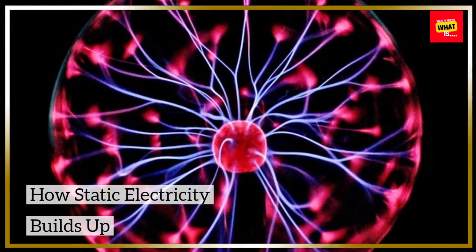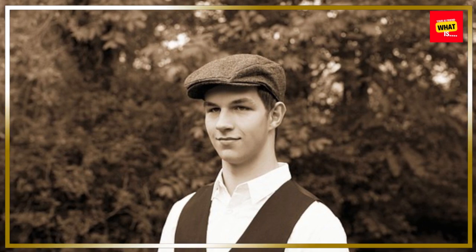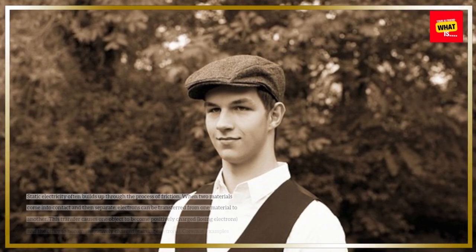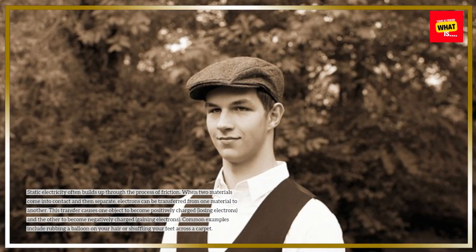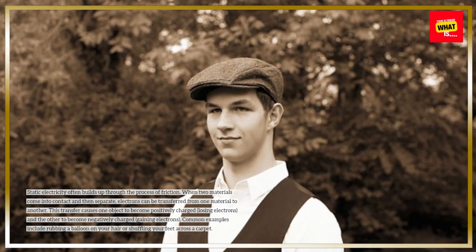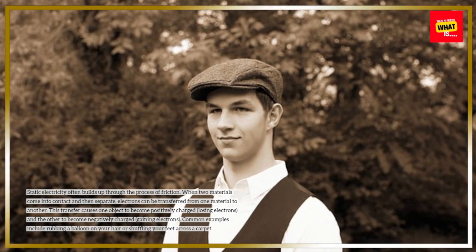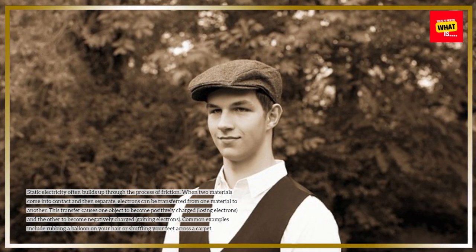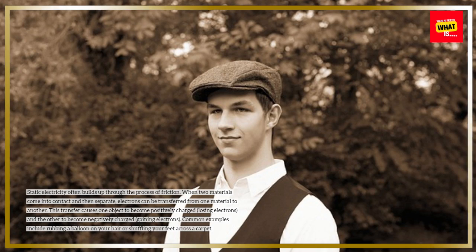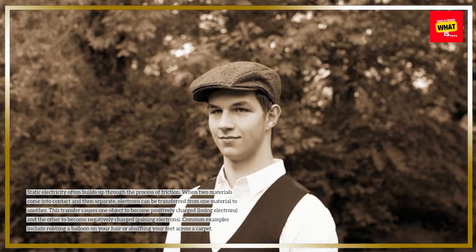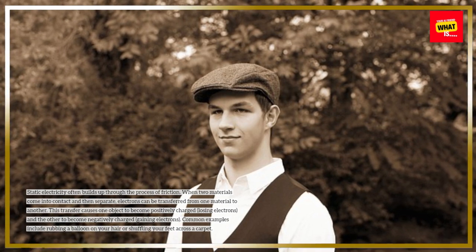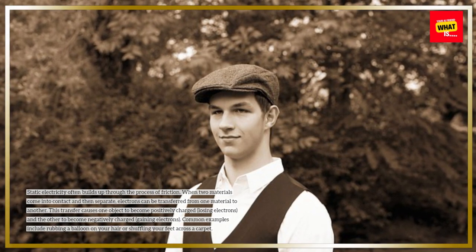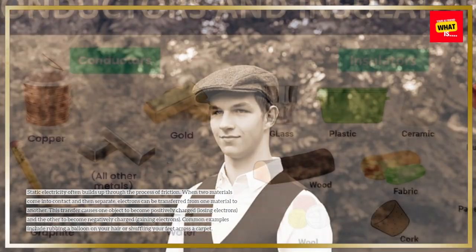How static electricity builds up. Static electricity often builds up through the process of friction. When two materials come into contact and then separate, electrons can be transferred from one material to another. This transfer causes one object to become positively charged, losing electrons, and the other to become negatively charged, gaining electrons. Common examples include rubbing a balloon on your hair or shuffling your feet across a carpet.